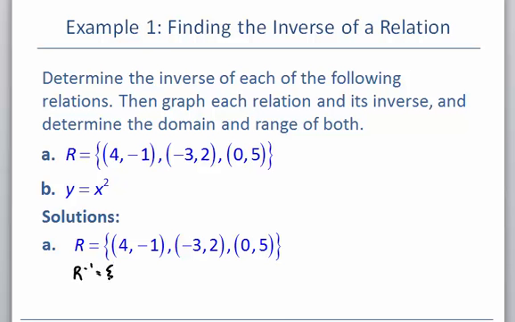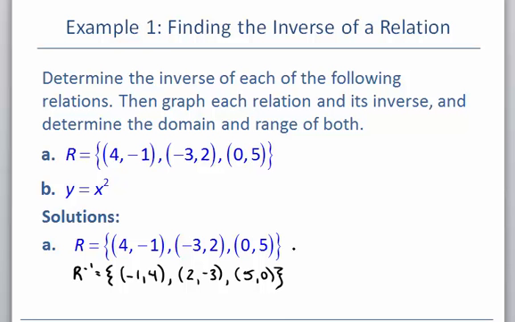Again, the inverse of the relation is simply switching the x and y coordinates in each of the points. So our first point, which was (4, -1), now becomes (-1, 4). Our second point, (-3, 2), becomes (2, -3). And our third point, (0, 5), becomes (5, 0). And in doing so, we now have the inverse of our relation.